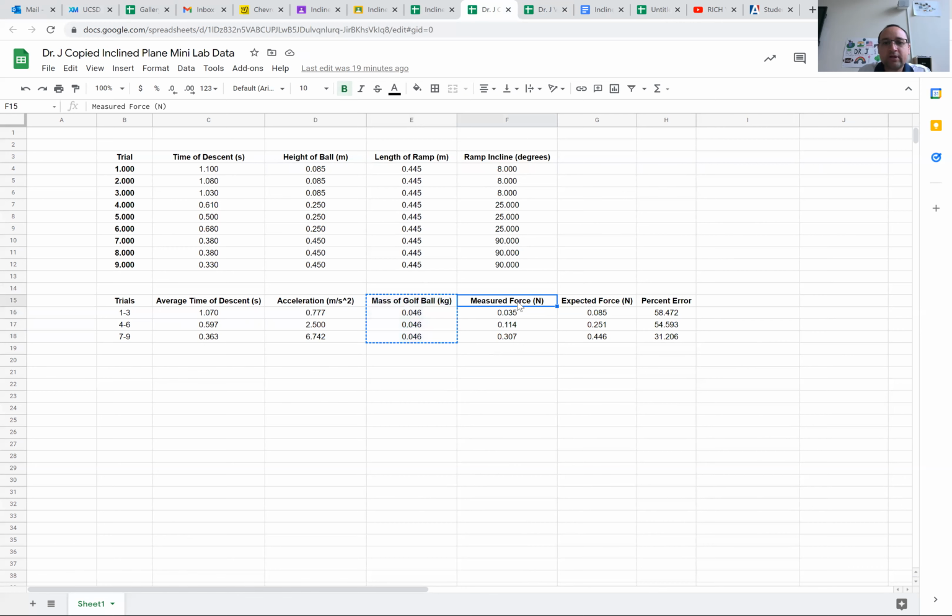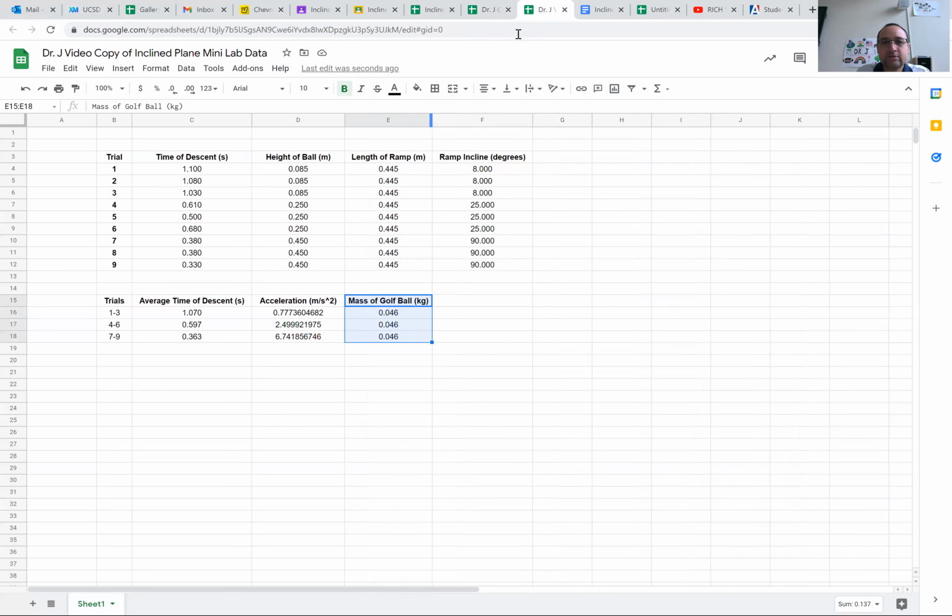And now we're going to calculate our measured force. Remember, force is just mass times acceleration. We've talked about this and we've done a lot of computations, but it's good to review. According to Newton's second law, force equals mass times acceleration. So we've got the mass here, we've got the acceleration here. We just need to multiply those two columns together.